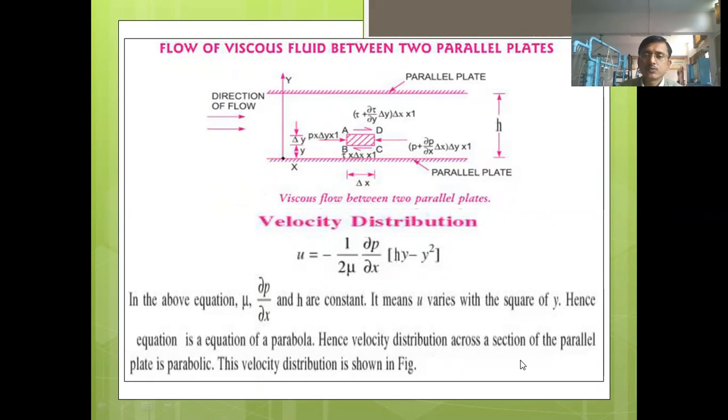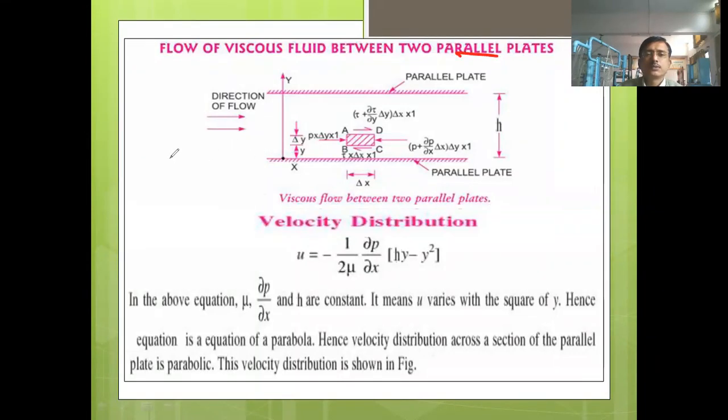So in your notebook, write down the title first: flow of viscous fluid between two parallel plates. Flow of viscous fluid between two parallel plates. The analogies are similar to the pipe flow.